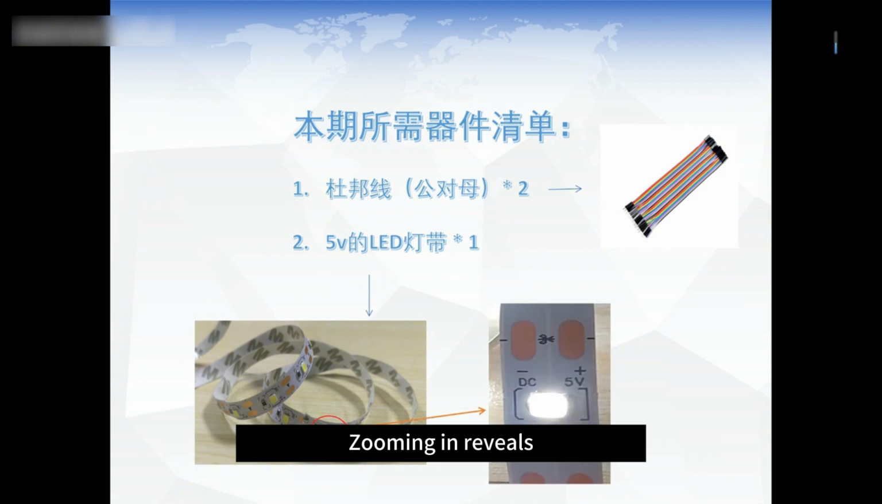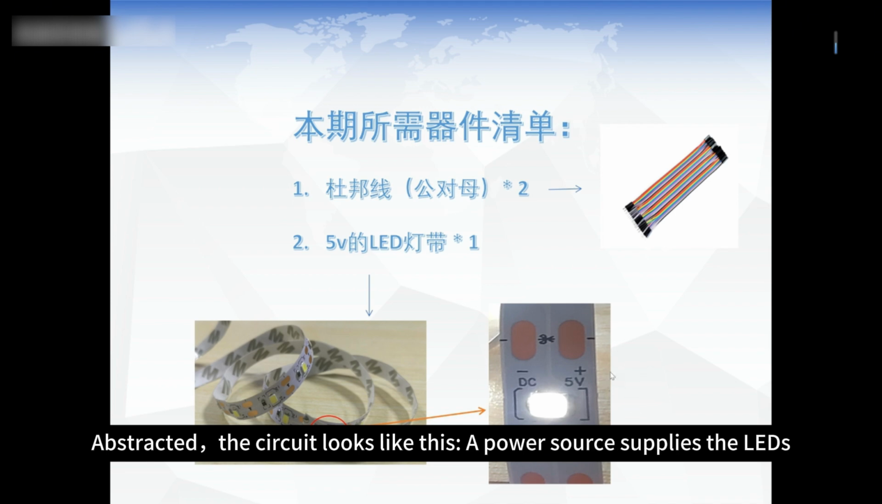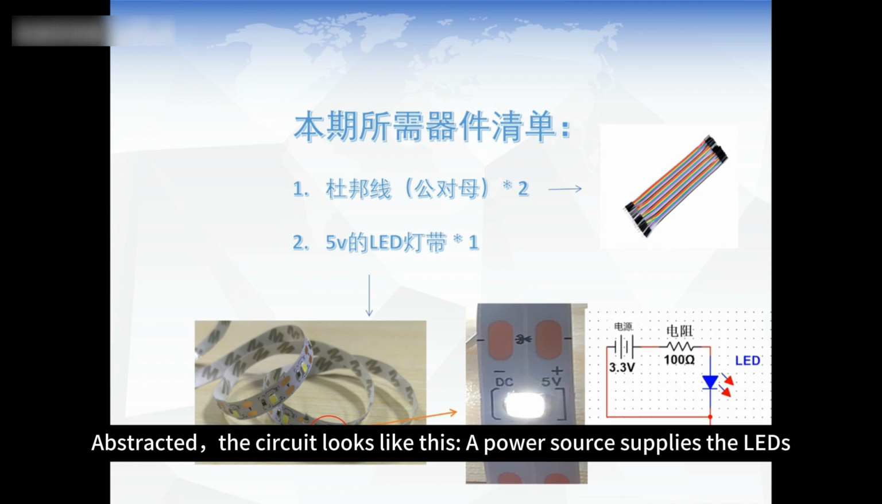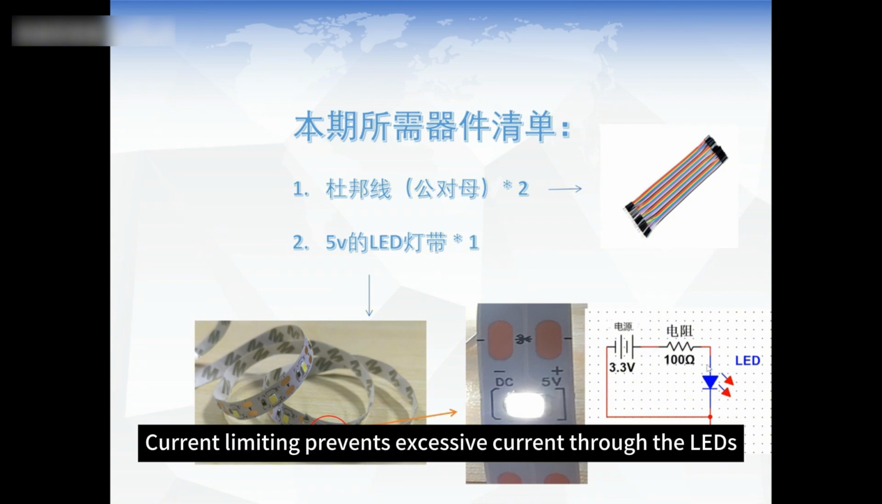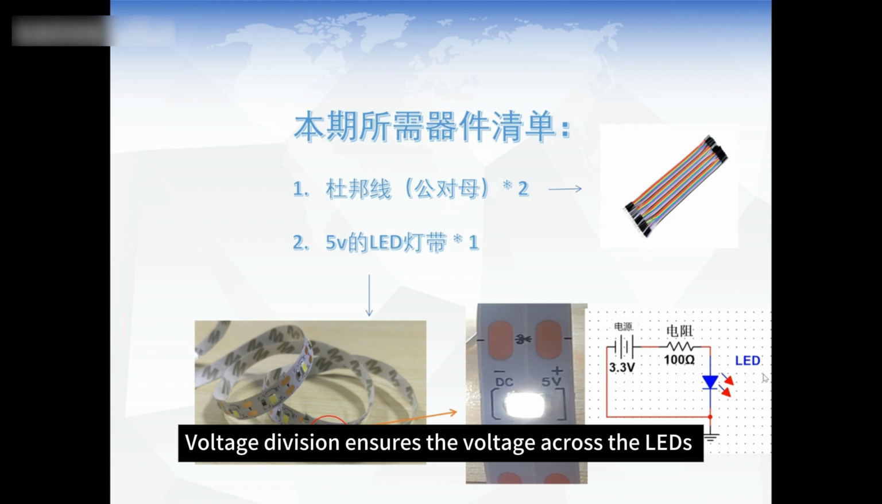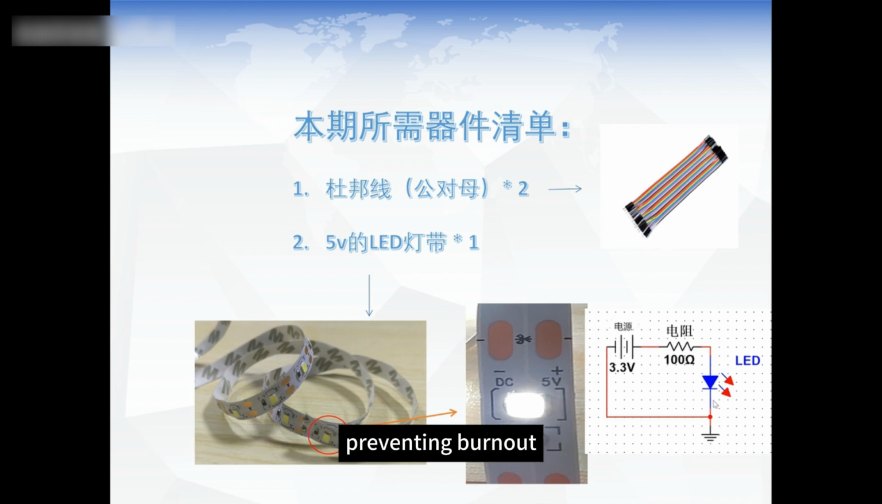Zooming in reveals the strip consists of repeated small modules. Abstracted, the circuit looks like this. A power source supplies the LEDs. The resistor acts as a voltage divider and current limiter. Current limiting prevents excessive current through the LEDs. Voltage division ensures the voltage across the LEDs doesn't exceed their maximum tolerance, preventing burnout. Finally, ground the circuit to form a closed loop.